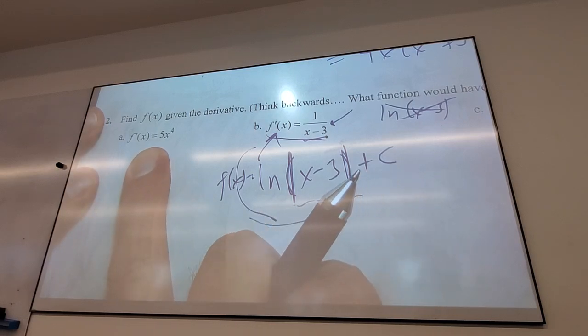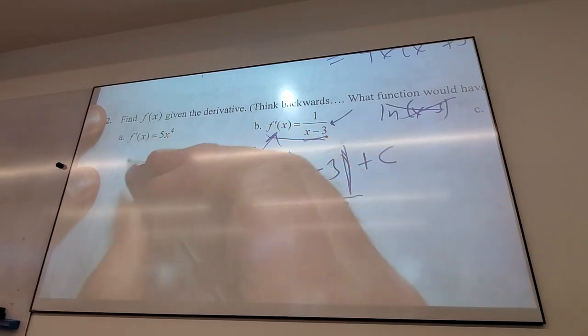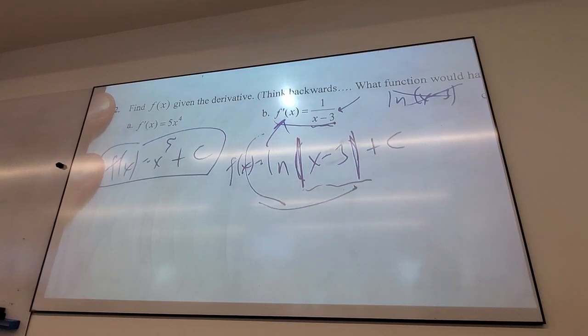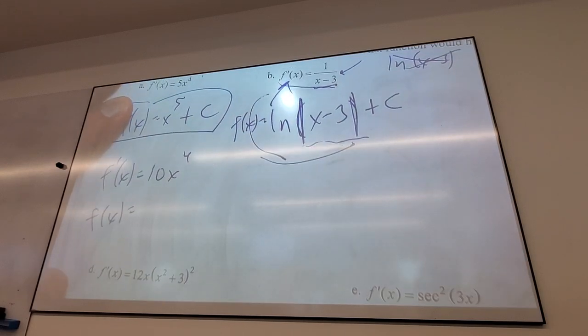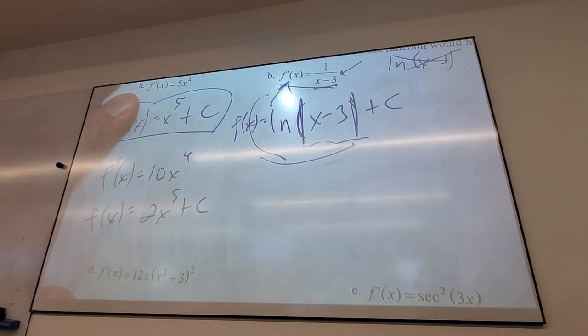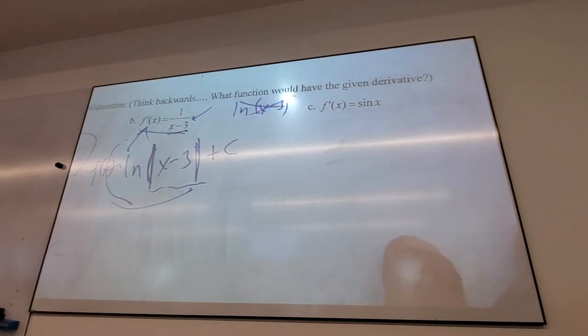Has anyone done 2a? Looking at that, 5x. This one's kind of nice, right? Because this is exactly the opposite of something. Where did this come from? Plus c. I love it. So real quick, what if I had f prime was 10x to the 4th? What would f of x be? 5x to the 5th plus c. Not quite. 2x to the 5th. Do you guys see that? Alright, I'm not going to write the general form yet. I will in a bit.